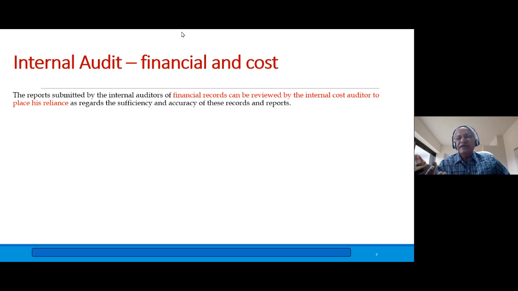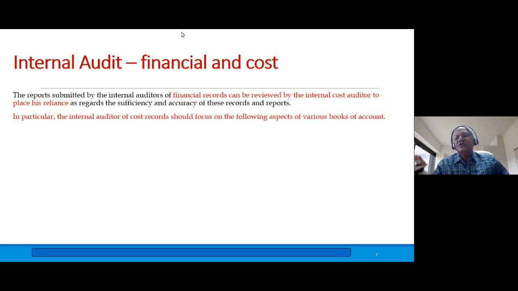So the cost auditor is given an additional responsibility, additional power, additional opportunity to review and give his opinion on the financial records, on the sufficiency and accuracy of these records and reports. In particular, the internal auditor of cost records should focus on the following aspects. There are some areas which are listed out. So these are the propriety and reasonableness of money expended by the company.